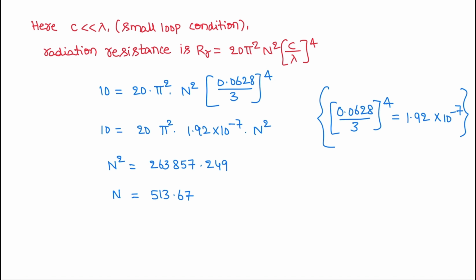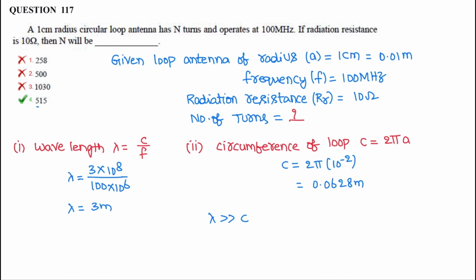Radiation resistance for a small loop antenna is given as 20 pi square n square into C by lambda whole power 4, where radiation resistance is 10, and circumference is 0.0628 by 3 whole power 4. On calculation, we get the number of turns as 513.67 turns. So the approximate answer is 515 turns.